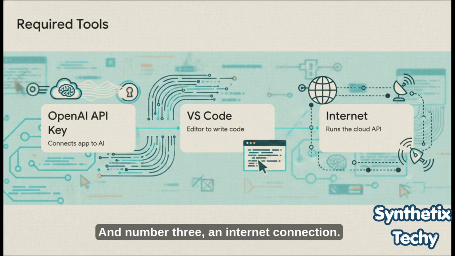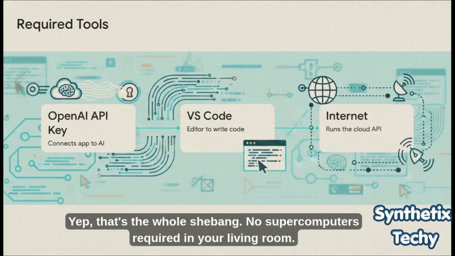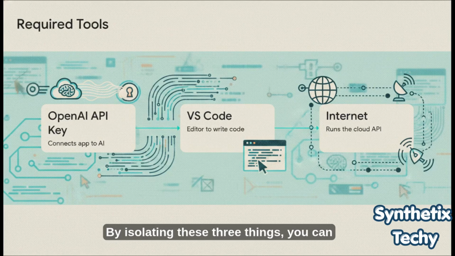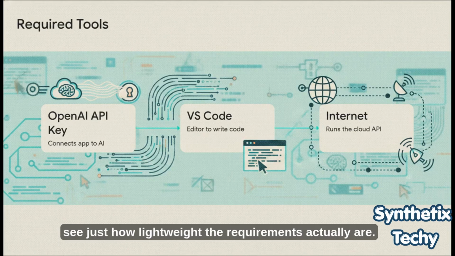And number 3, an internet connection. Yep, that's the whole shebang. No supercomputers required in your living room. By isolating these 3 essential items, you can see just how lightweight the requirements actually are.